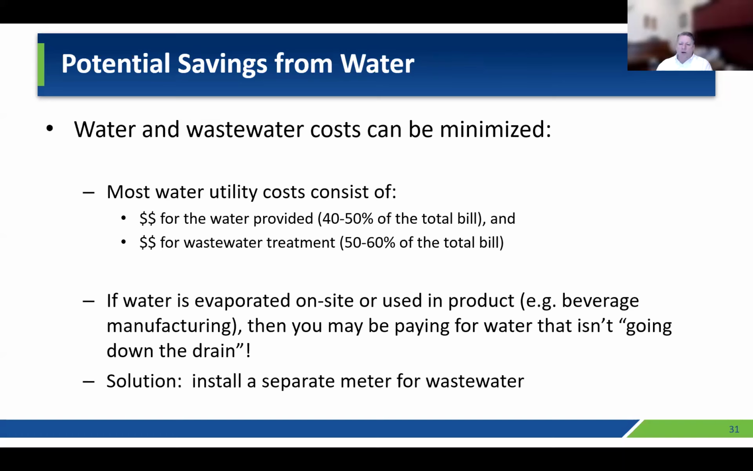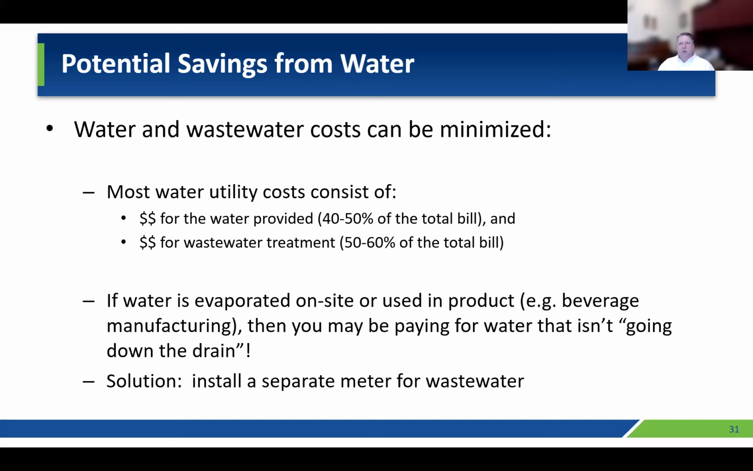Finally, water and wastewater costs can also be minimized. Most water utility bills are about 40 to 50% the cost of the utility providing water, and about 50 to 60% is the cost of the utility handling the wastewater. In other words, handling the water that goes down the sewage drain. And by default, they put a meter on the incoming stream and then assume that 80 to 90% of the water you bring into the facility goes down the drain.